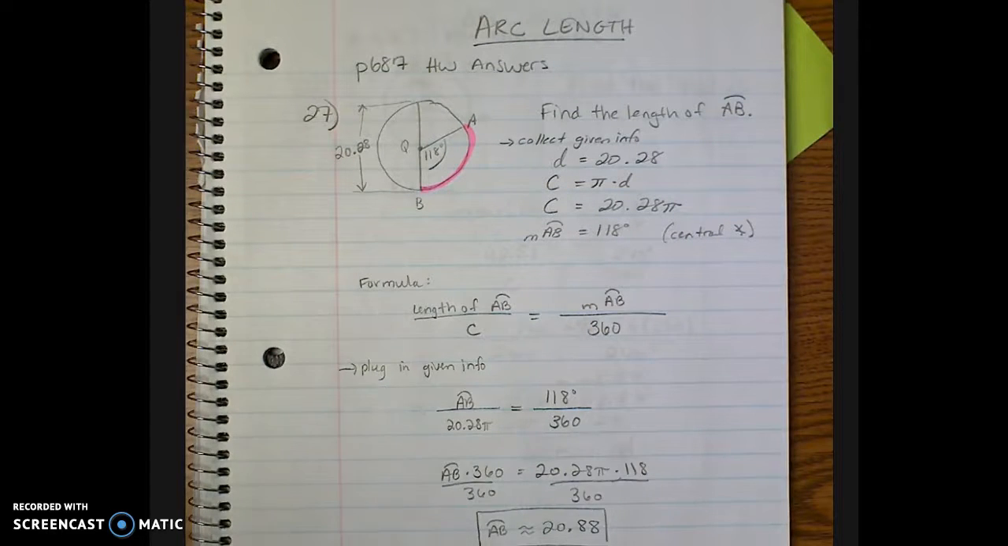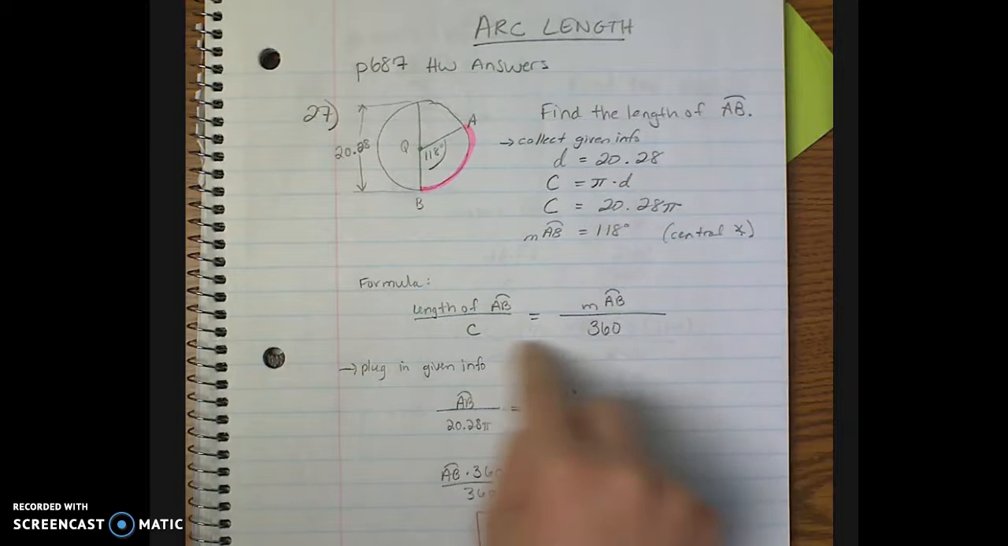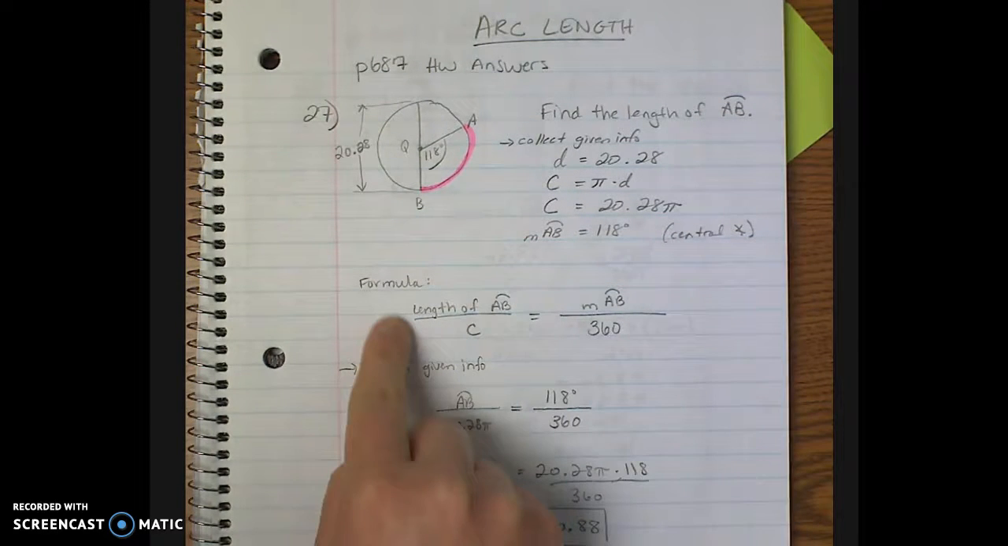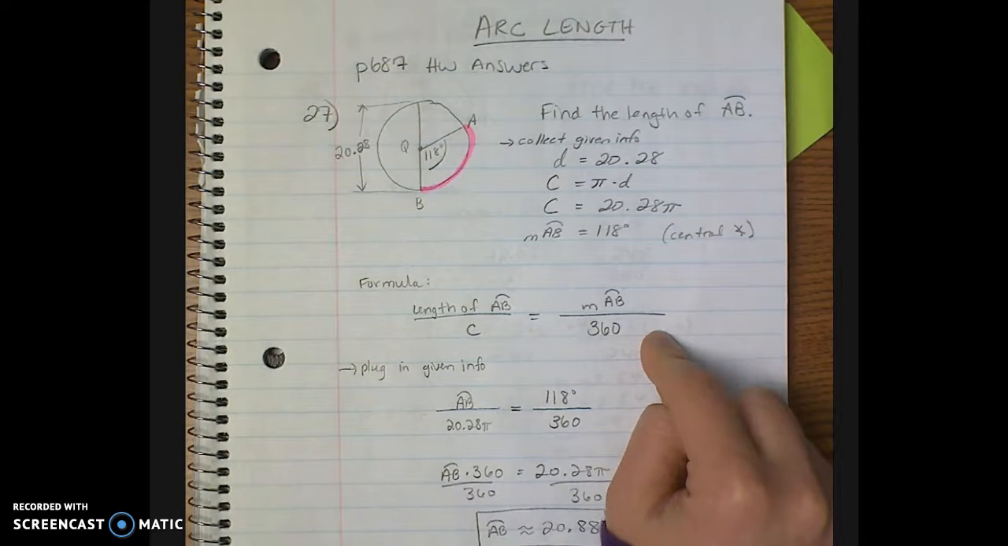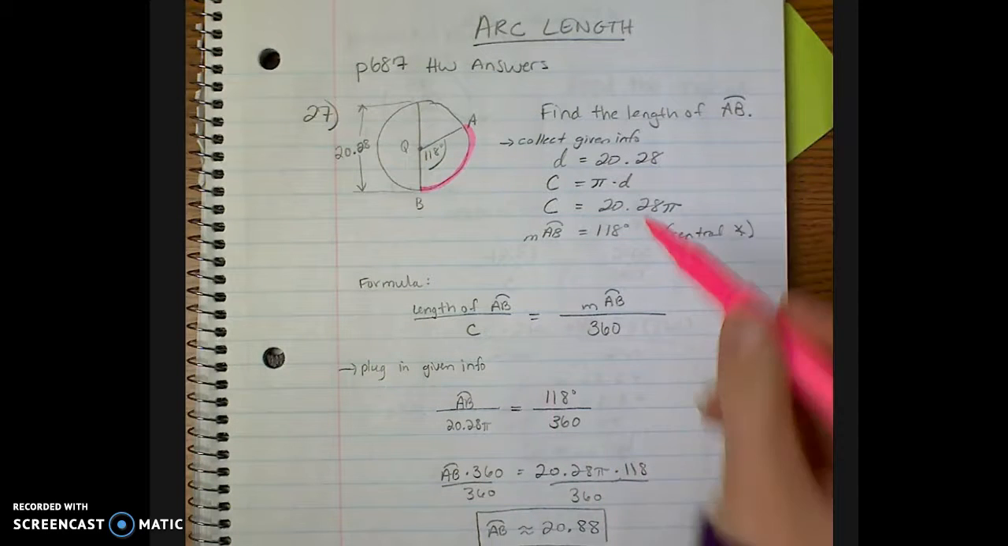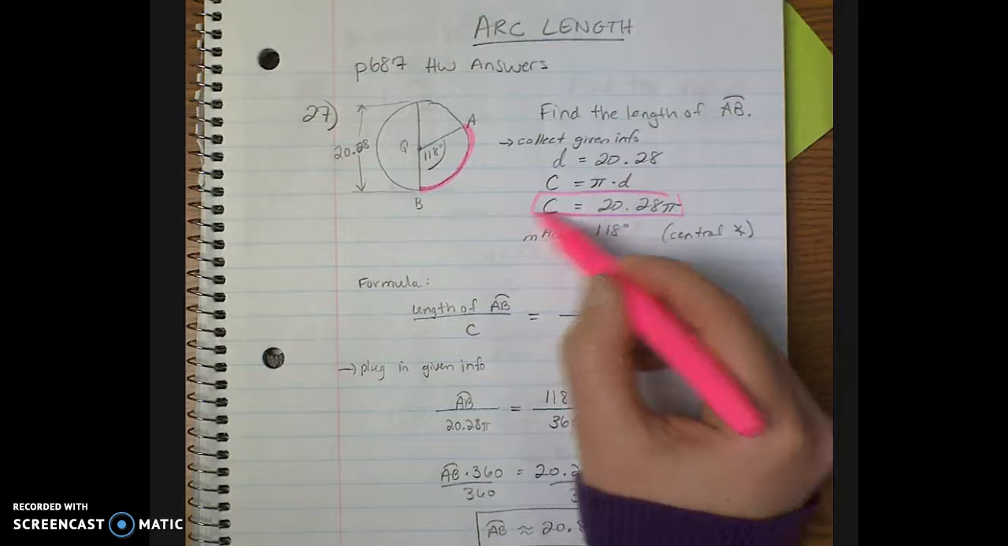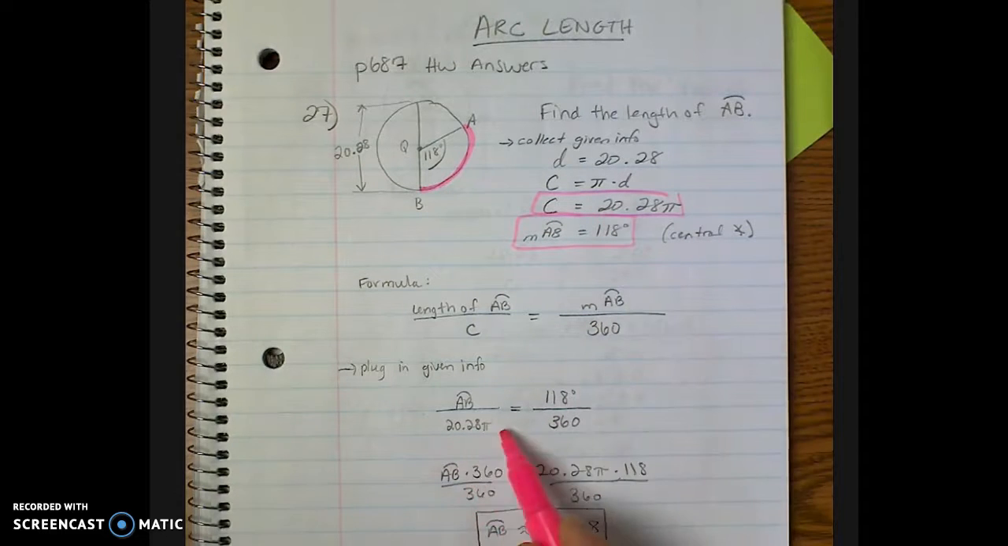So just like the questions that we did previously, I'm going to use this same formula for arc length. So arc length over circumference is the same ratio as the central angle out of 360. So then we're going to take our given information, circumference, central angle, and we're going to plug those in to our formula, and then we can do our cross products. Arc length AB times 360 equals our circumference times 118. Simplifying by dividing both sides by 360 gives us an arc length of 20.88.